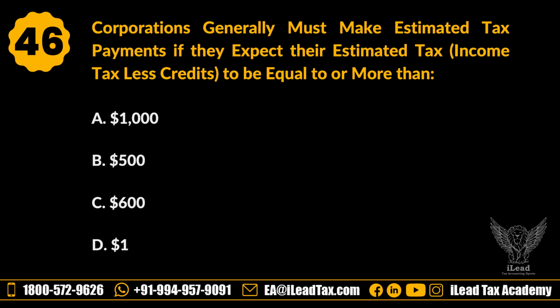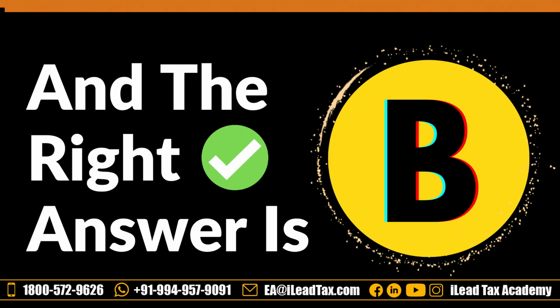A corporation generally must make estimated tax payments if they expect their estimated income tax, less credits, to be equal to or more than: A 8,000, B 500, C 600, D 1. Let's see the answer. The answer is B. Let's see why it is B.